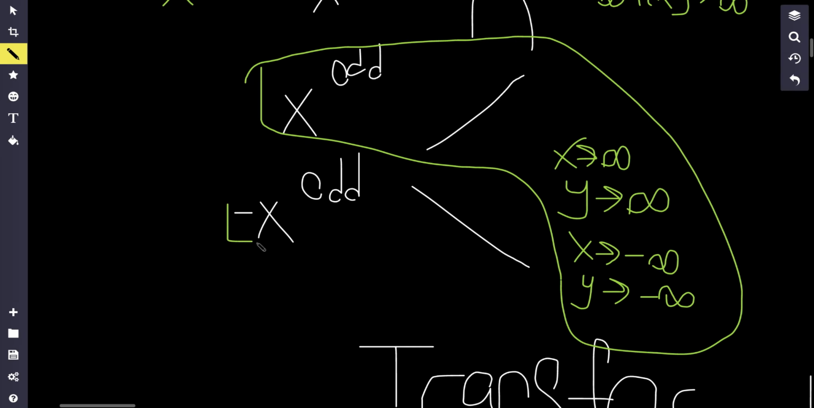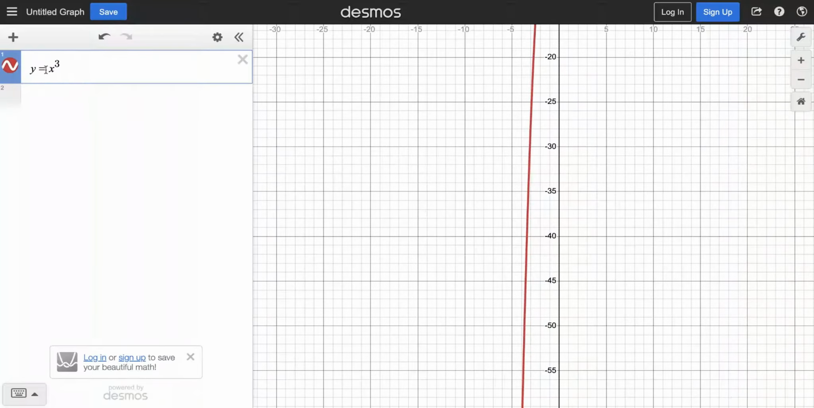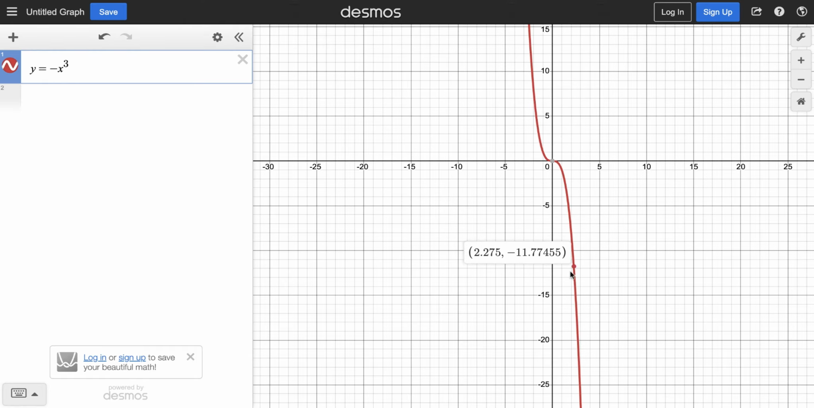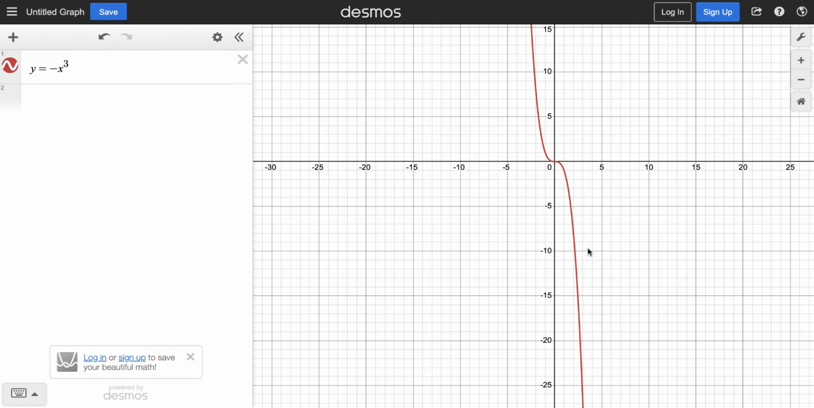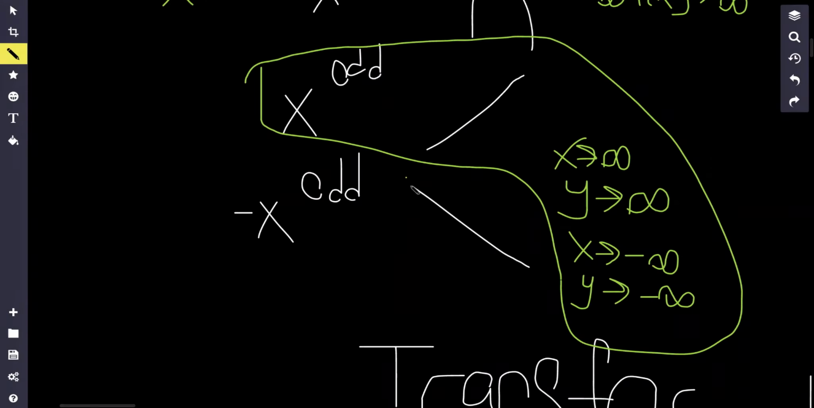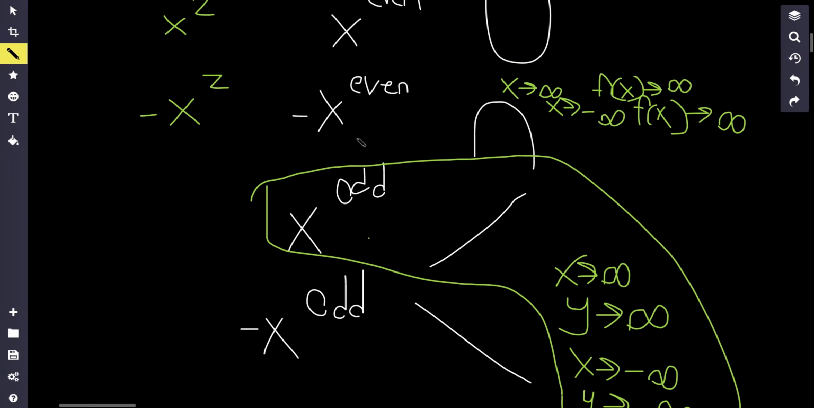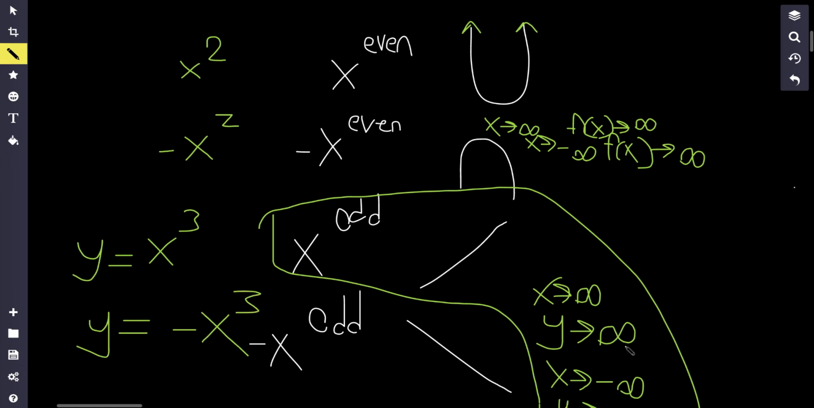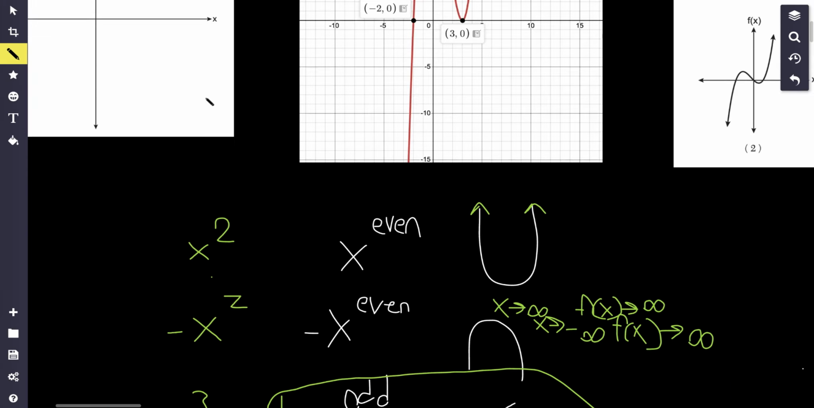And if you put a negative sign in front of the odd function, it just flips it around. So the trend would be the opposite of what I said before. As x approaches infinity, now our y value approaches negative infinity, and as x approaches negative infinity, y approaches infinity. So you just have to memorize these couple of rules, and you can visualize it by looking at the parent functions, like y equals x to the third power and y equals negative x to the third power. Then you'll remember these trends just by looking at it visually.